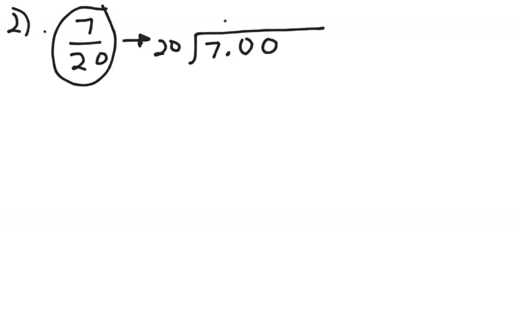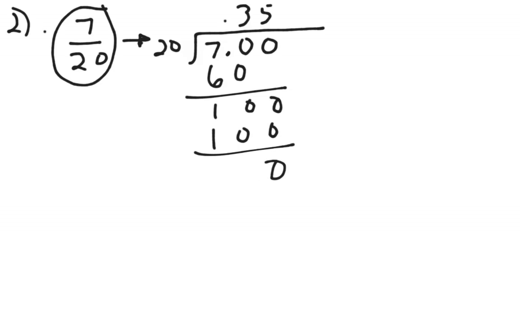And now I've got 2 going into 7 3 times. 20 going into 70 3 times. So that's going to be 60. Bring down the 0. And then I've got 2 going into 10 5 times, or 20 going into 100. That's going to be 100. So that stops, no remainder. And that's what I'm looking for. So that's a terminating decimal.